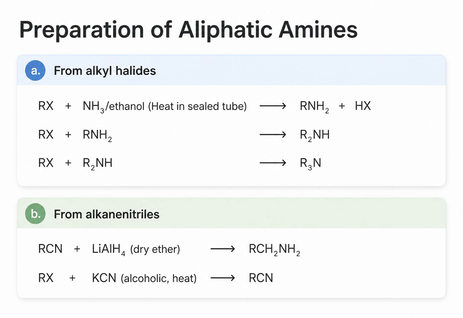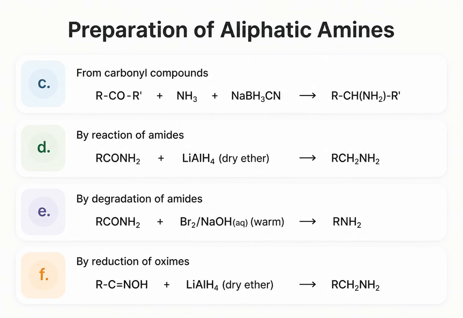If we want a cleaner single product, we can start with alkane nitriles. By reducing a nitrile using a strong reducing agent like lithium aluminum hydride in dry ether, we cleanly obtain a primary amine. We can easily make that starting nitrile by reacting an alkyl halide with alcoholic potassium cyanide. We can also prepare amines from carbonyl compounds through reductive amination. A ketone or aldehyde reacts with ammonia in a weakly acidic medium, and a reducing agent like sodium cyanoborohydride converts the intermediate imine into an amine.